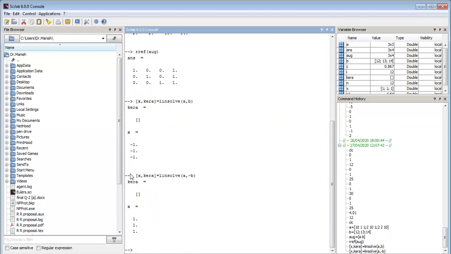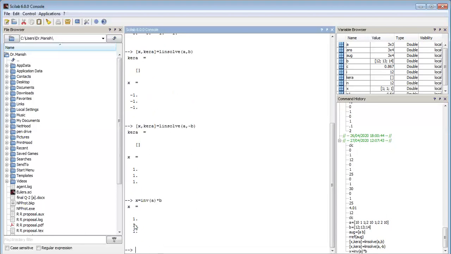Now this linsolve, I think you have come across this in first year, where we are using this kernel of A. If it is empty, then we say that the system is having a unique solution. Correct. So this we do by using the Gauss elimination method. The linsolve inbuilt function is used for the Gauss elimination method. With the help of that, we can find the solution. Even you can find the solution by the inversion method. So x is equal to inverse of A times b. Correct, A inverse b. You'll get the same answer.